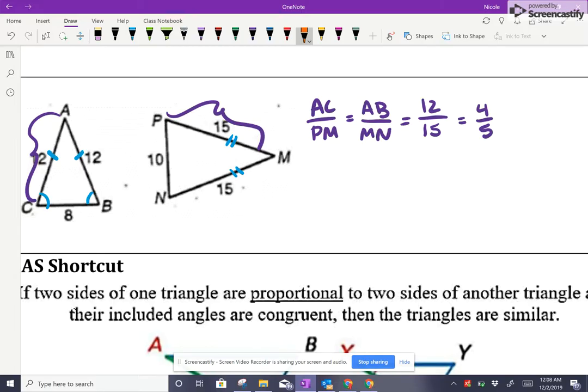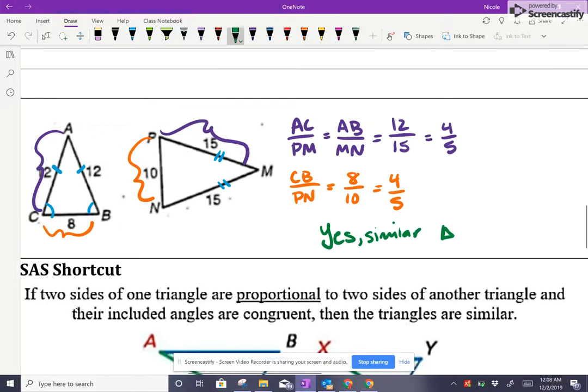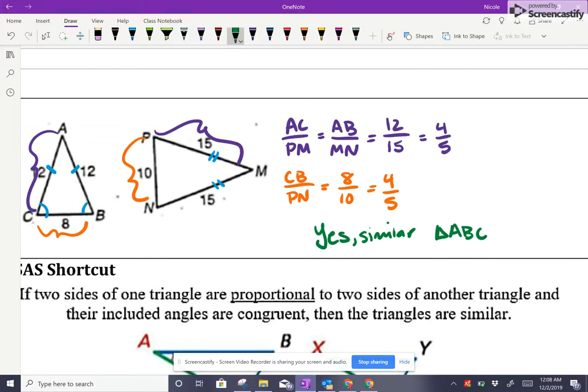So I'm going to do the same idea with that third side that we haven't talked about yet, which is CB and PN. So I'm going to say CB over PN. CB is 8 over 10. These are both divisible by 2, which gives me 4 over 5. So yes, these are similar. So I can say triangle ABC is going to be similar to triangle MNP.